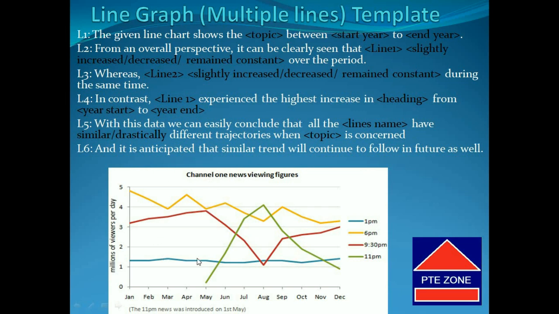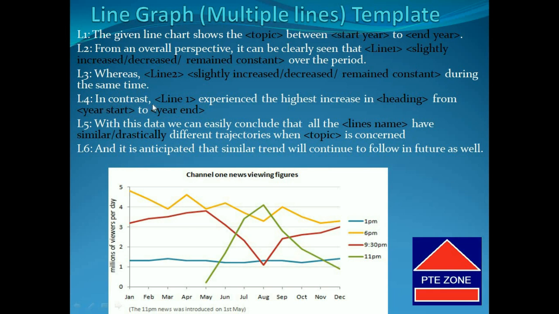So, taking out the common parameters, I have created this template. It reads like this: the given line chart shows the topic between the starting and the ending year. From an overall perspective, it can be clearly seen that line 1, any line, increased over the period, whereas line 2, whatever it is, increased, decreased, or remained constant during the same time.